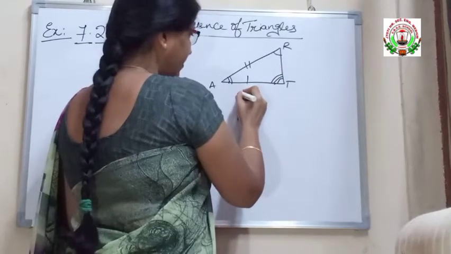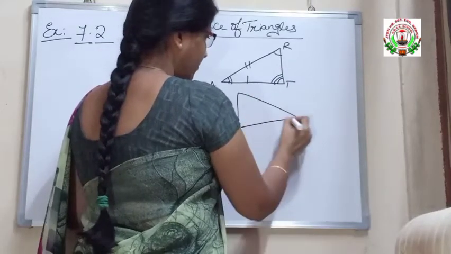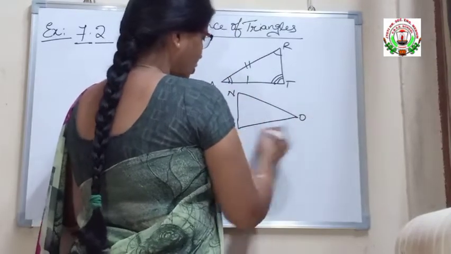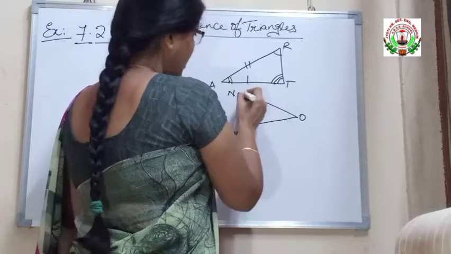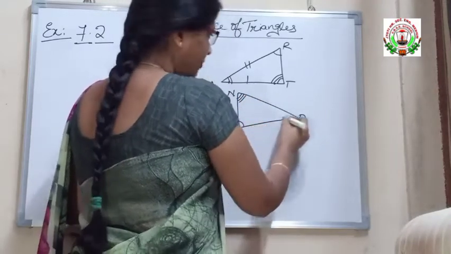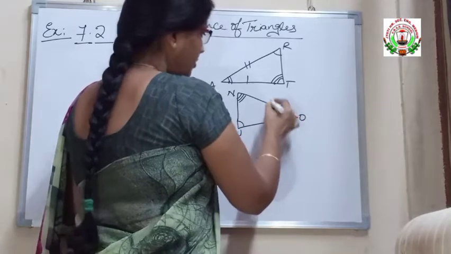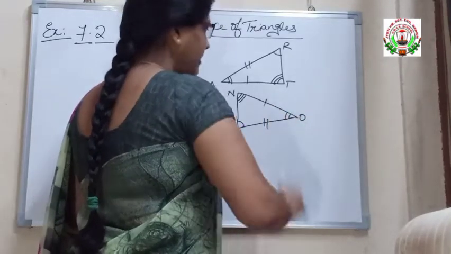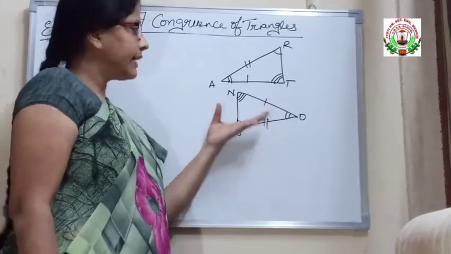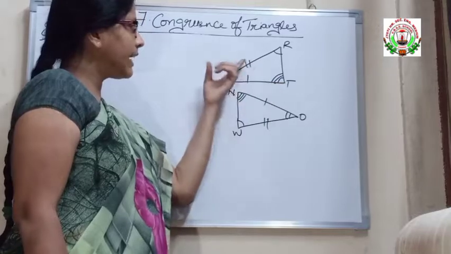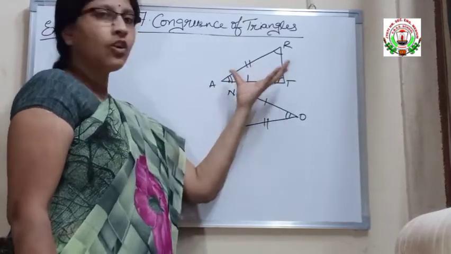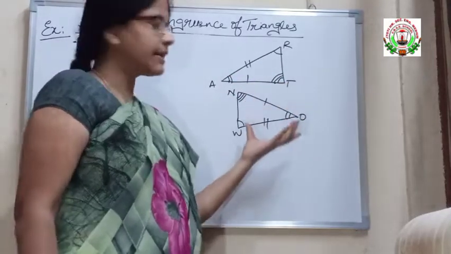Next triangle they have given as NOW. This is angle N, this is angle W, this is angle O, and this is one side and this one side. They have given these two triangles. They have given which angles are equal and which sides are equal. So let us first take out all the angles which are equal and all the sides which are equal.